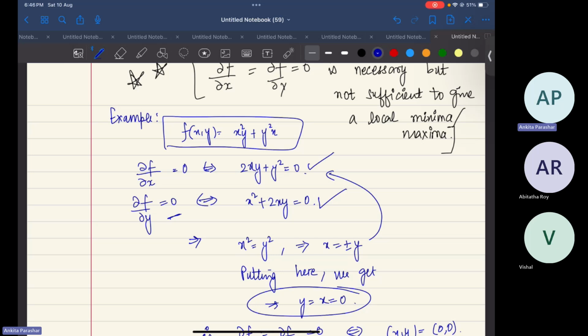Why? Let's look at this curve carefully. Can you give me certain points in the neighborhood of 0, 0 where it is positive or where it is negative?